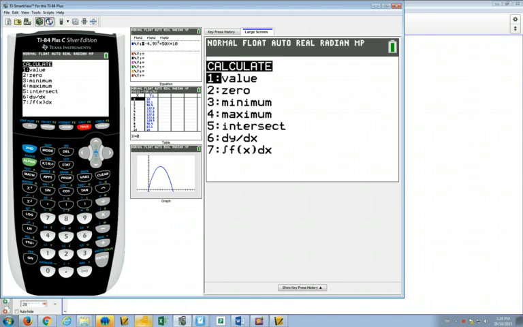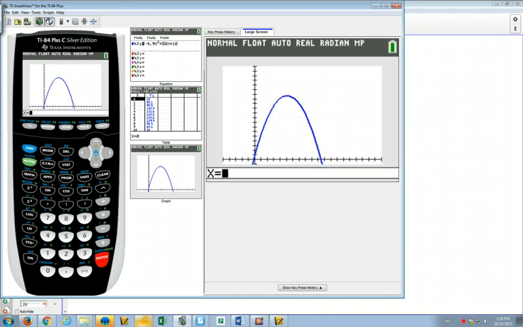The first one is value. If you push enter on value, you can find any value of x you like. For example, if you wanted to find the y-intercept, that happens when x is equal to 0. So you put 0 in for x and push enter, and it finds the point on your graph and tells you it's 10. If you wanted to find a value when x is 5, put 5 in for x and push enter, and it tells you it's at 137.5.